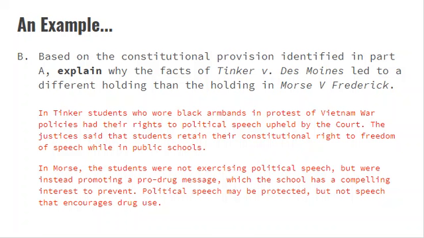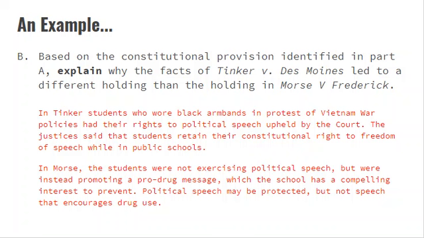Part B. Based on the provision identified in Part A, so free speech, First Amendment, explain why the facts of Tinker led to a different ruling, a different holding than Morse. Why did the court rule in favor of the students in Tinker, but rule against the student in Morse? Maybe you write this. In Tinker, students who wore black armbands in protest to Vietnam War policies had their rights to political speech upheld by the court. The justices said that students retain their constitutional right to freedom of speech while in public schools.